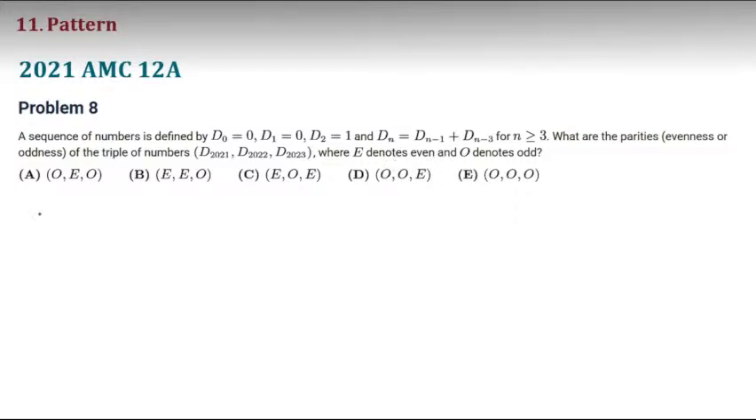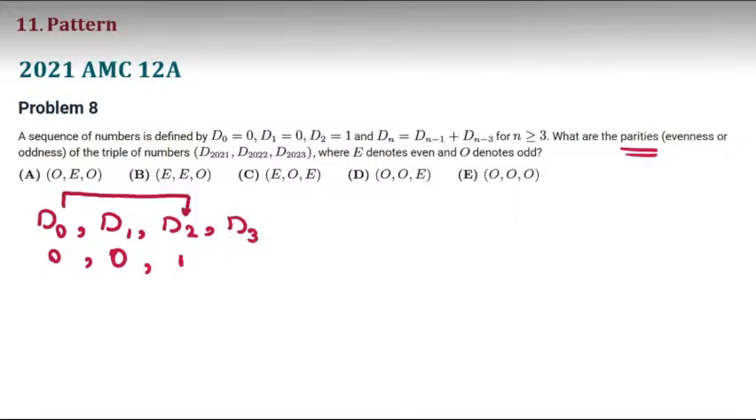So let's solve. D0 is 0. Because we only want to consider parities, evenness or oddness, we can consider mod 2. So D1 is 1. D2 is 1. The problem says here D2 is 1. Then Dn is Dn minus 1 plus Dn minus 3. So D3 is D2 plus D0. So these two terms, 1 plus 0 will be 1. Now, D4 again is D3 plus D1. 1 plus 0 is 1.